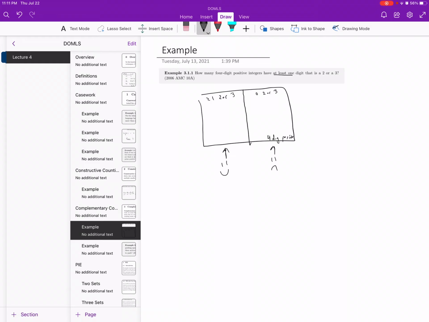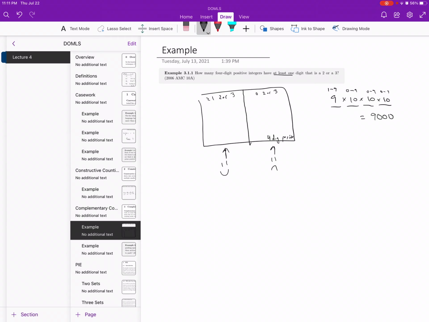So let's start by finding everything. How many 4-digit positive integers are there? Well, we already learned how to do this. There's 9 ways to do the first digit because it can be 1 through 9. There's 10 ways to do the second digit because it can be 0 through 9, and so on for the other 2 digits. Multiplying those all together gives us 9,000 4-digit numbers. So that's our everything.